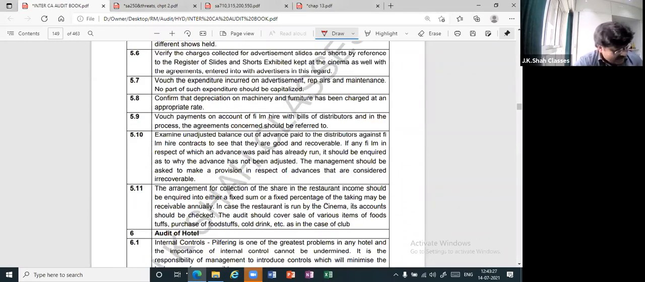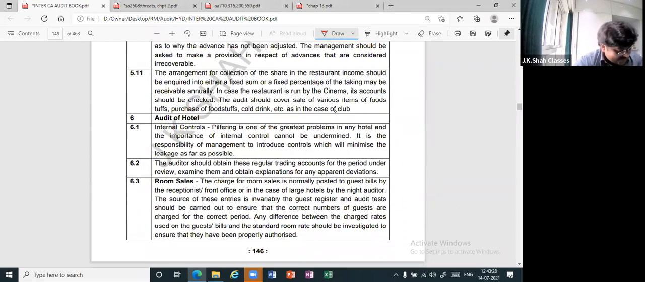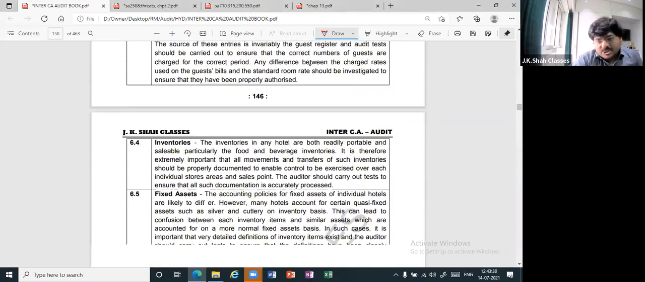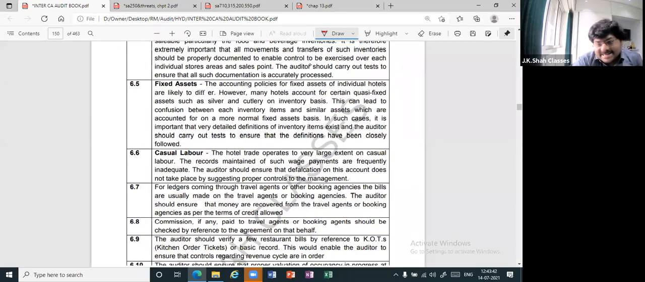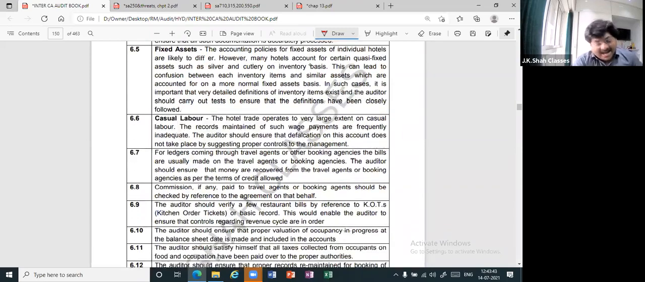Thereafter, audit of hotels. Hotel also done. You remember that hotel, not only to eat, but to go and stay also. Yeah, that type of hotels. Audit of a club.